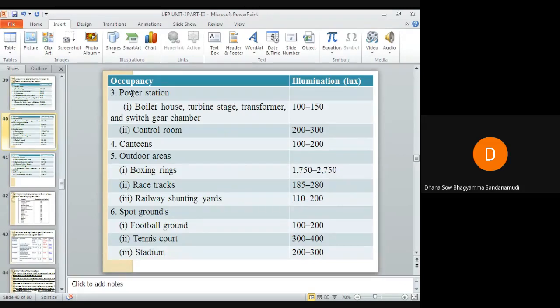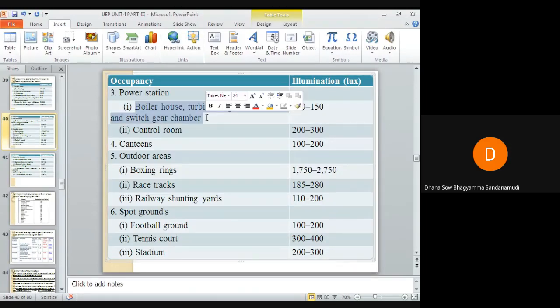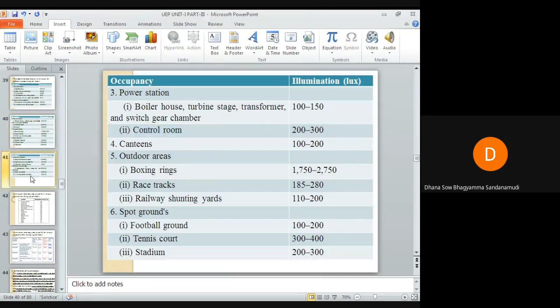In power stations, boilers, turbine stages, transformers, and switchgear equipment will be there, so you need around 100 to 150. Then control rooms, and canteens. So these are all the luminous ranges based on the requirements. So this is the data.